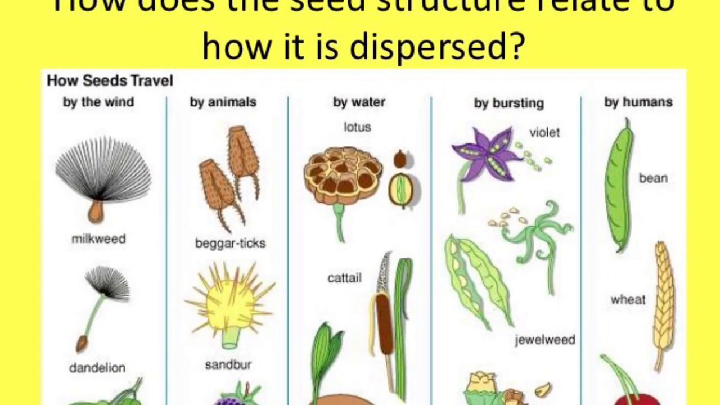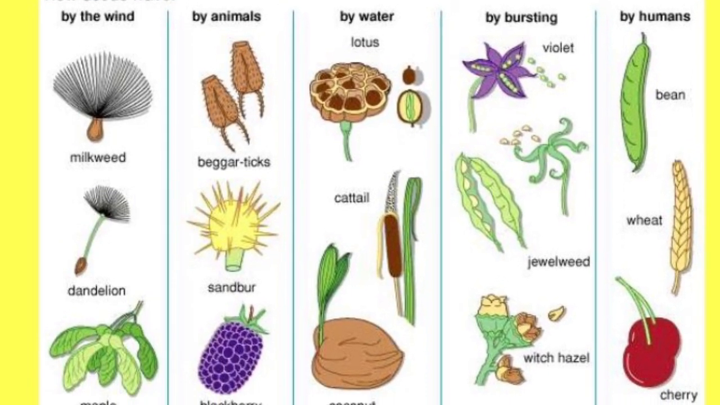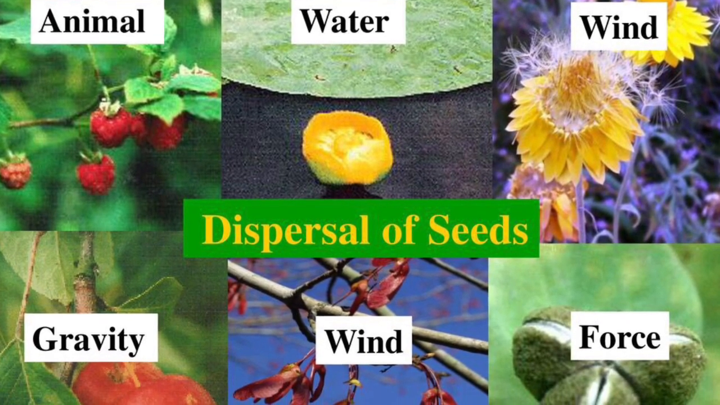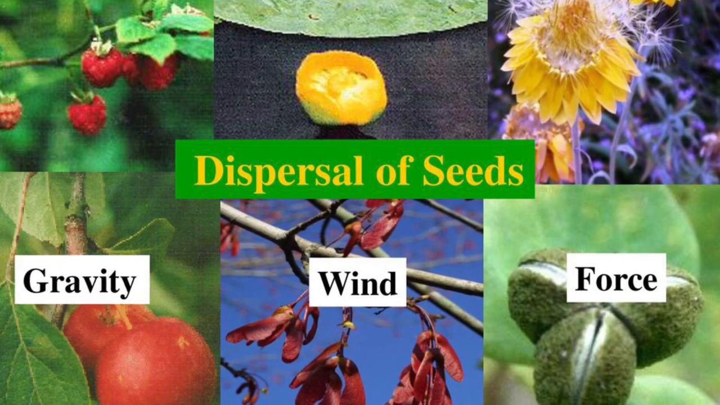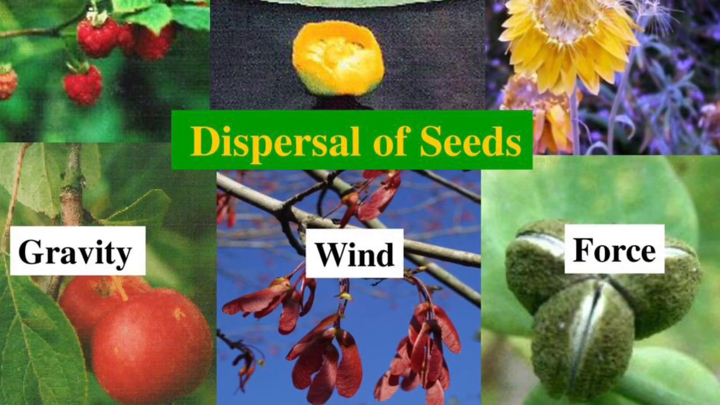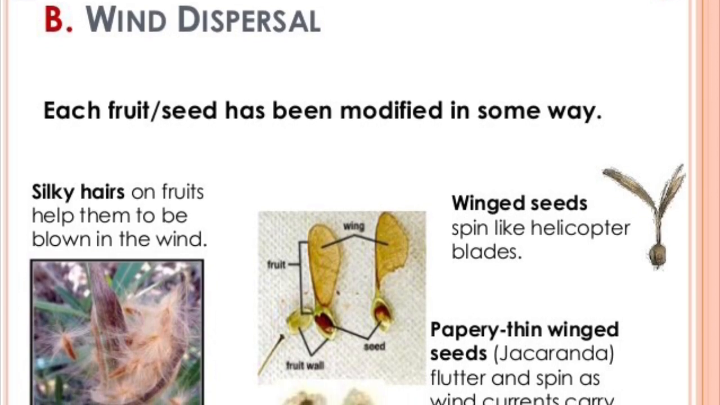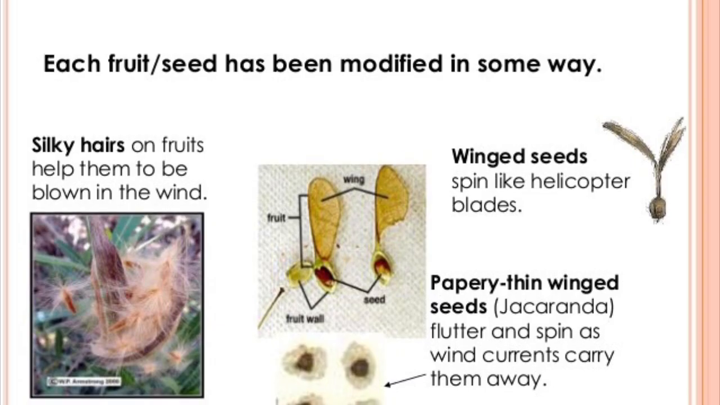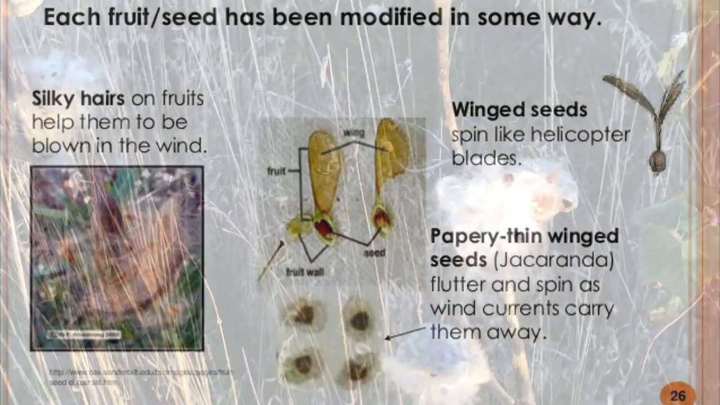Just as there are many methods of pollination, there are many methods of seed dispersal. Some of them include animal dispersal, explosion, dispersal by water, dispersal by wind, dispersal by bursting, or dispersal by us, humans. In wind dispersal, there are different types of modified seeds. Some seeds have silky hairs, some are wing seeds, and some are papery thin seeds.